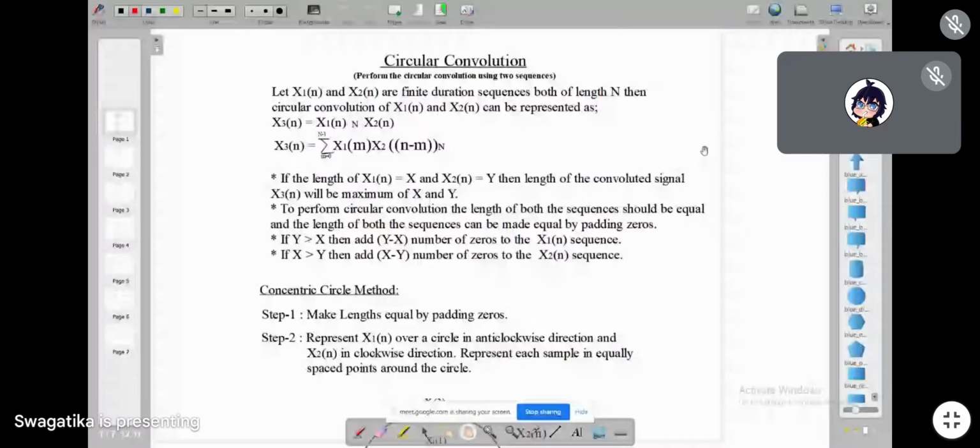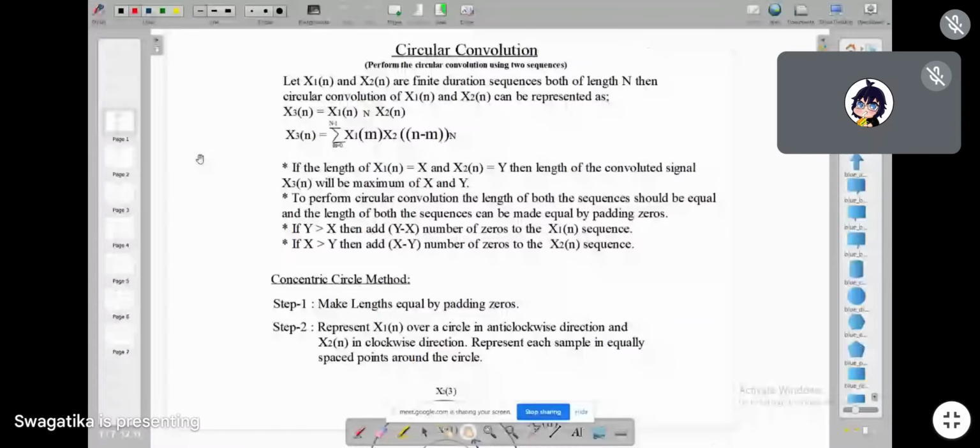Okay, now coming to circular convolution. As we have already discussed linear convolution, what was the expression for linear convolution? It was x1 of m into x2 of n minus m. Similarly, for circular convolution we use the same representation, but here the limit varies from 0 to n minus 1, with x2 of n minus m mod n.